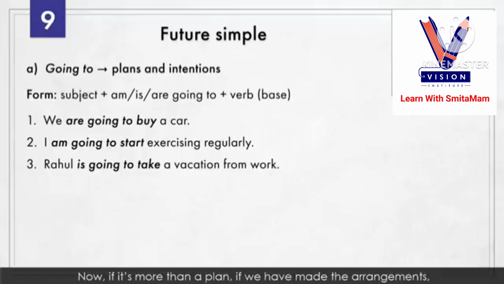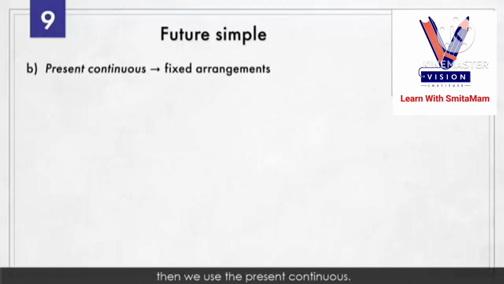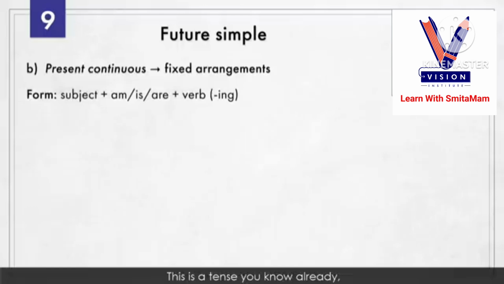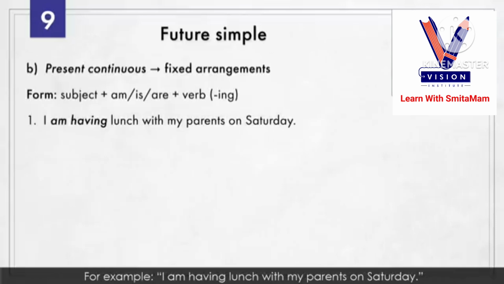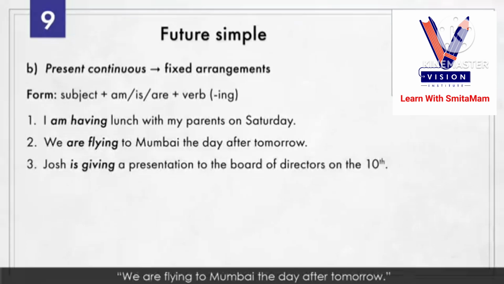Now, if it's more than a plan, if we have made the arrangements, then we use the present continuous. This is a tense you know already. And when we use it to talk about the future, it is stronger than going to. For example, I am having lunch with my parents on Saturday. So my parents and I have a plan to do that. But also we have agreed on the time and place, it is fixed. Here's another sentence. We are flying to Mumbai the day after tomorrow.